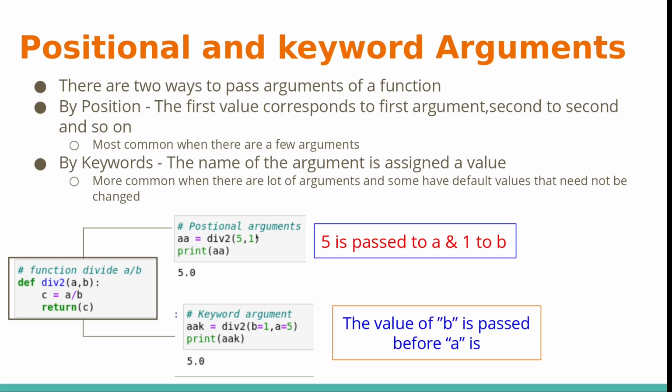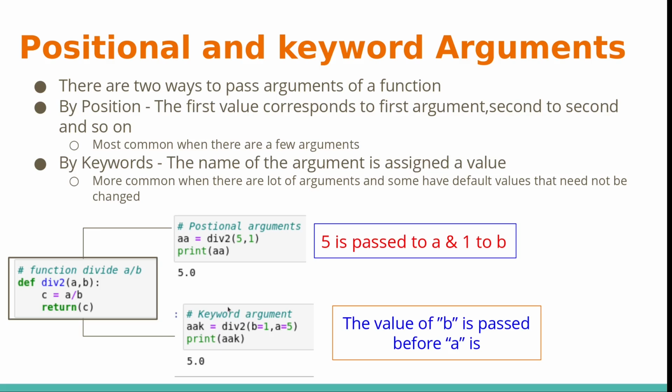So this one-to-one match, the positional match, is how we can send arguments to functions. We don't need to say A equals 5 and B equals 1. We can simply send 5, 1 with the understanding that 5 will go to A and 1 will go to B. If you want to pass arguments using keywords, then we specifically use the keywords of the function, A and B, and assign values to them.